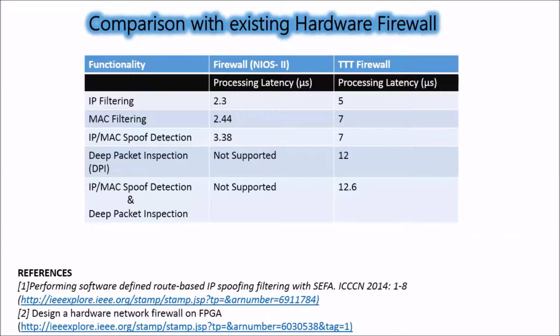It can be seen that the processing latencies for almost all the parameters of the TTT firewall match up with the NIOS2 firewall. But the advantage of our firewall is that it supports two additional features, which are deep packet inspection and IP and MAC spoof detection, which are quite important.